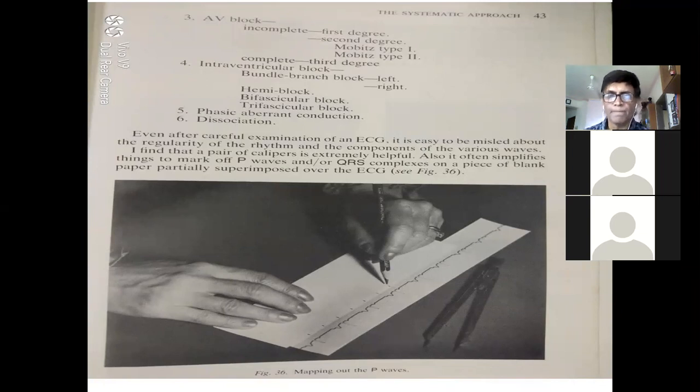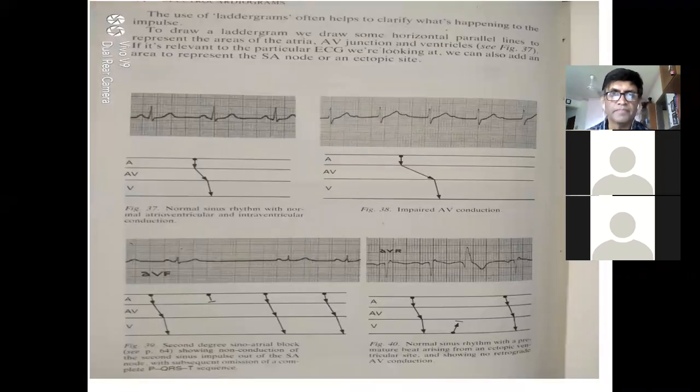Correct? Understood? Both possibilities are there. Either the 4 P waves are extra, or instead of 8, there are only 4 R waves. So that means 4 R waves were missed. Both conditions are different. Is it clear?